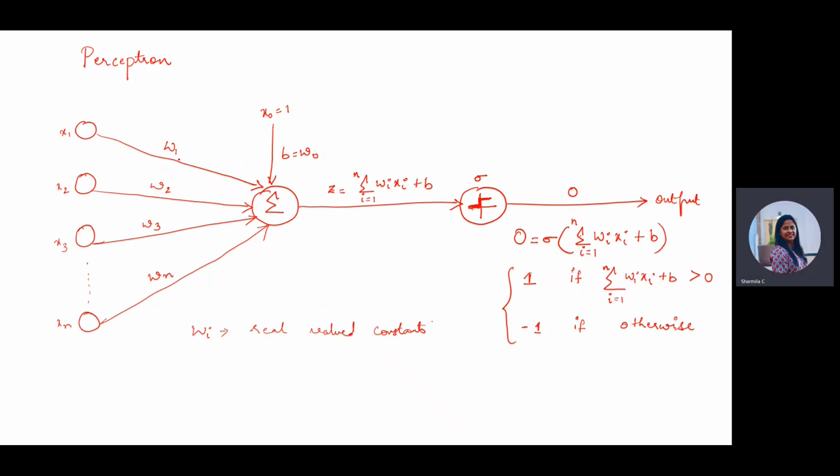The weights and the inputs are multiplied, and here we have a unit called a linear unit, that is the summation, which gives the output z equals sigma of i equals 1 to n of wi times xi plus b. This is called the linear unit of the perceptron.